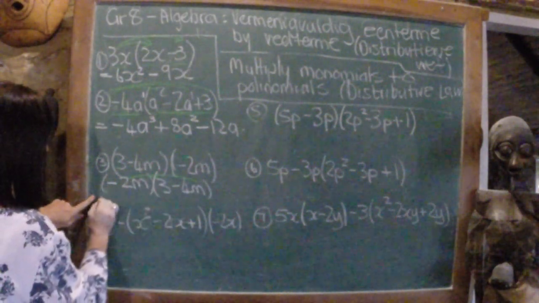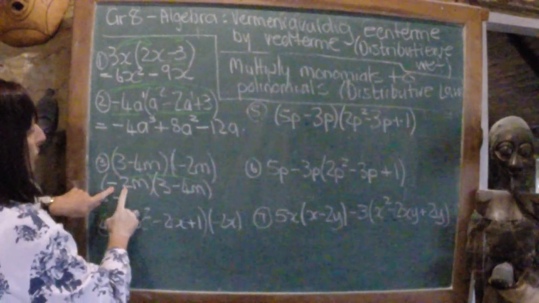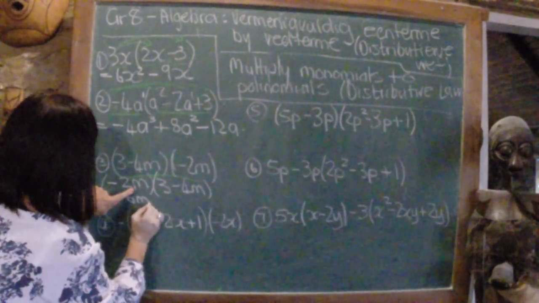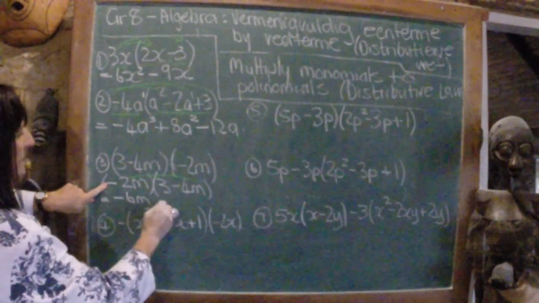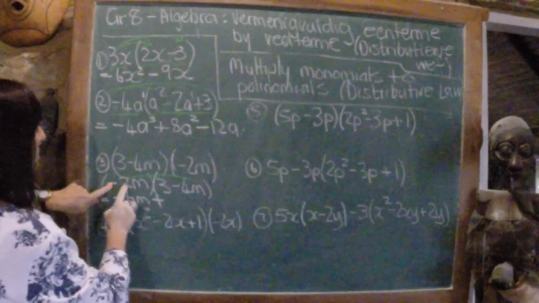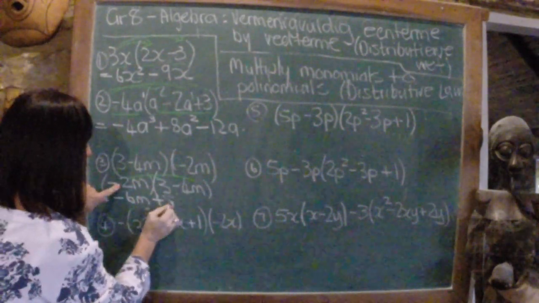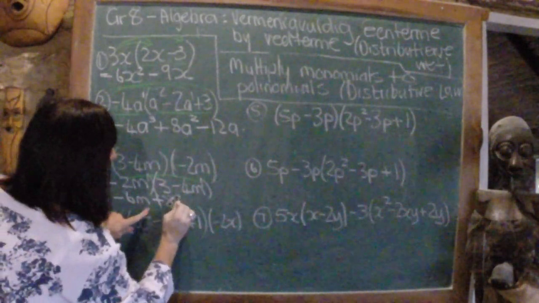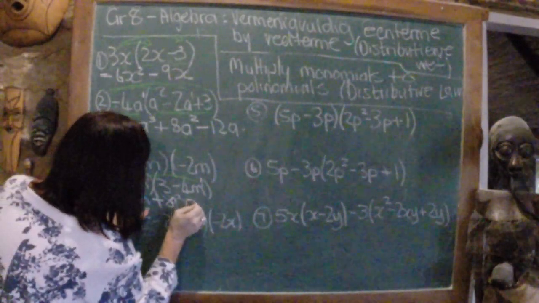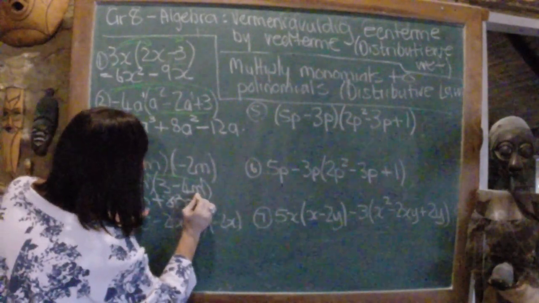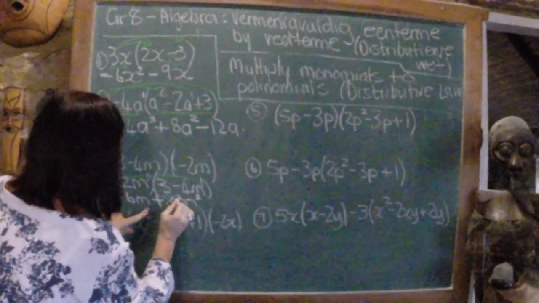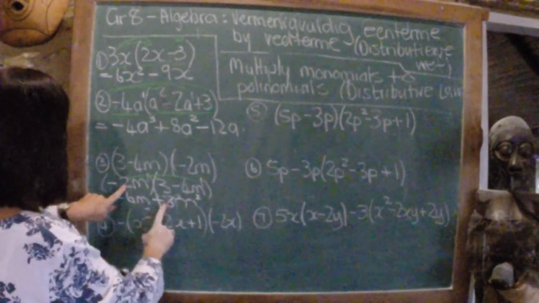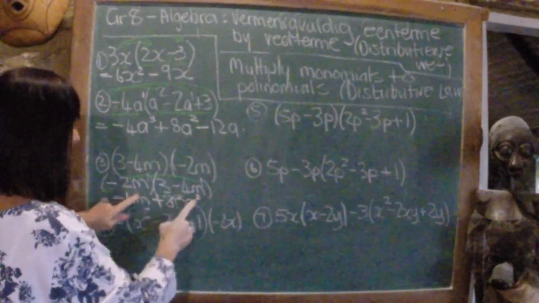Minus times a plus gives me a minus. 2 maal 3 is 6n. Okay. A minus times a minus gives me a plus. 2 maal 4 is 8. And I've got m to the power of 1, m to the power of 1. And that gives me 6n to the power of 2, m squared. So kom ons kyk. Min maal 'n min is 'n plus, 2 maal 4 is 8m kwadraat.